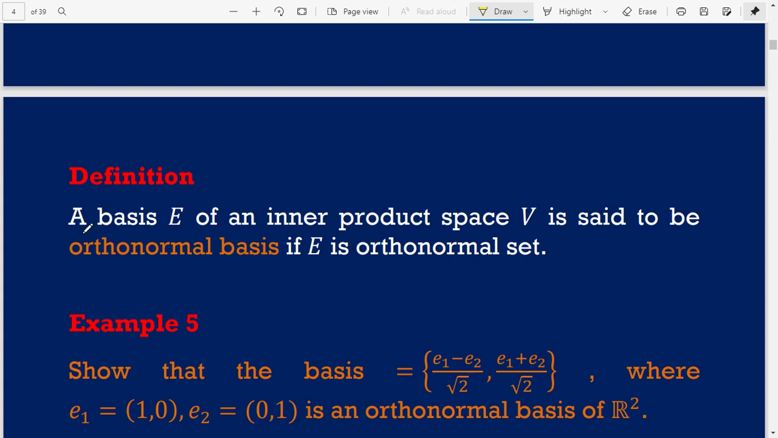Now the next definition: a basis E of an inner product space V is said to be an orthonormal basis if E is an orthonormal set.